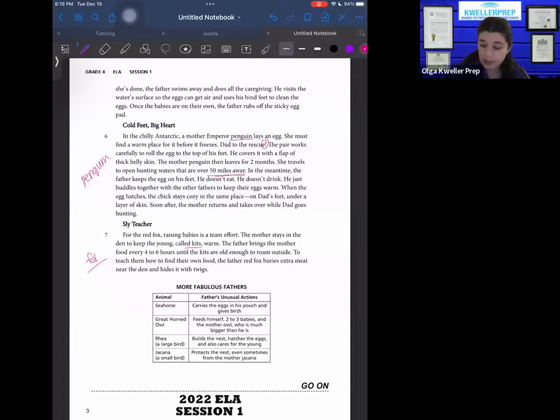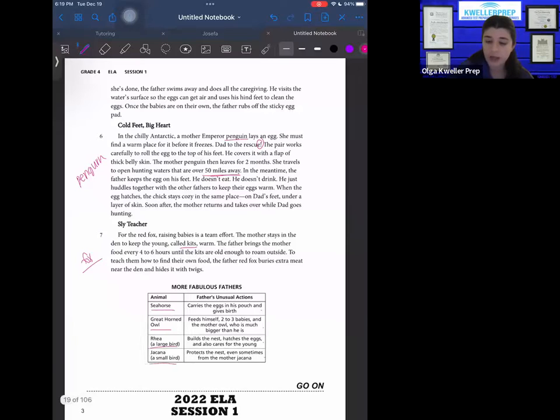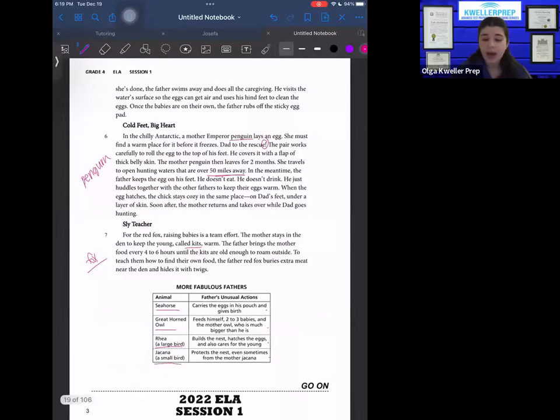And then we have this table with more fabulous fathers. So they give us 1, 2, 3, 4 examples, and with the father's unusual actions. So after we read a passage like this, it's quite overwhelming for usually a fourth grader because it's quite long. So there's a lot to keep track of.